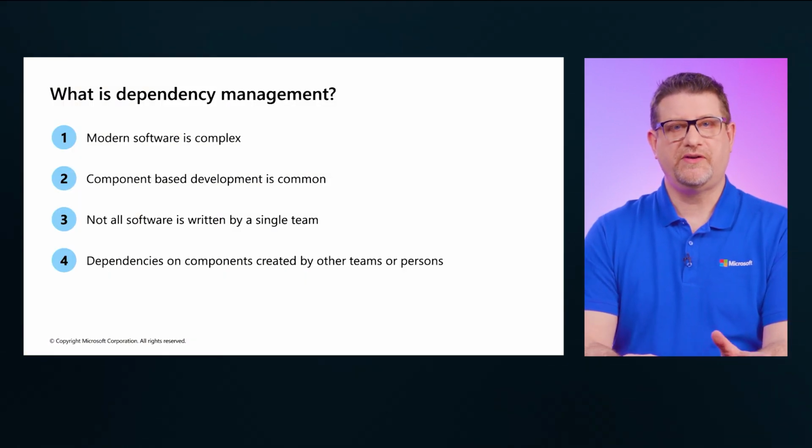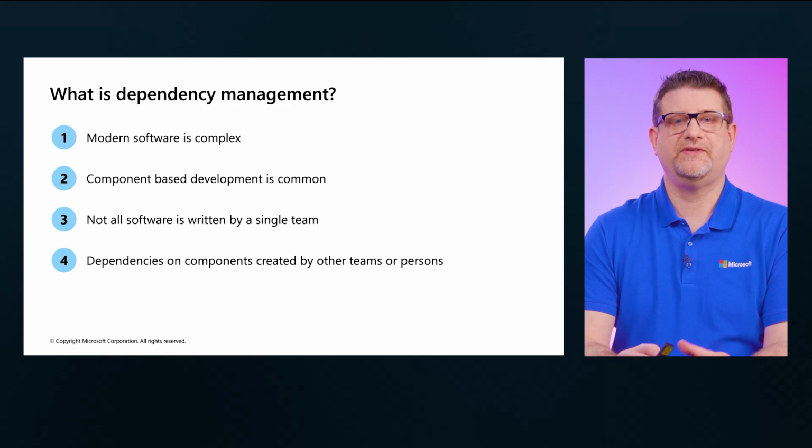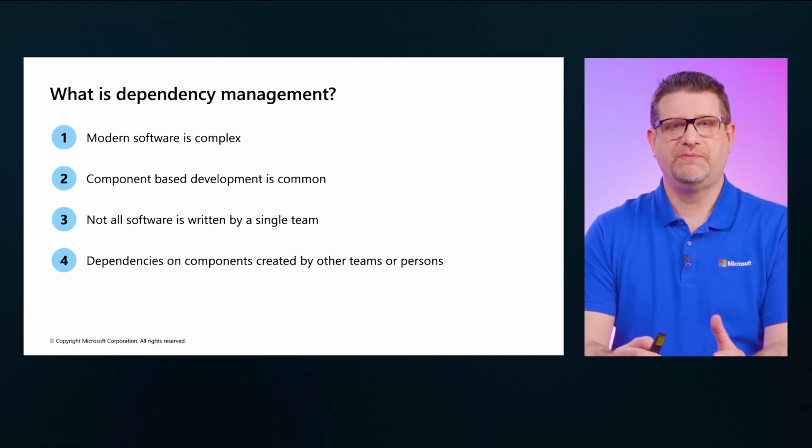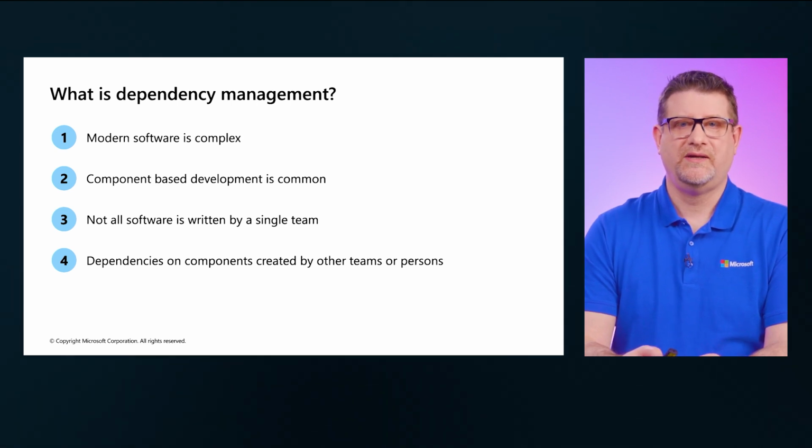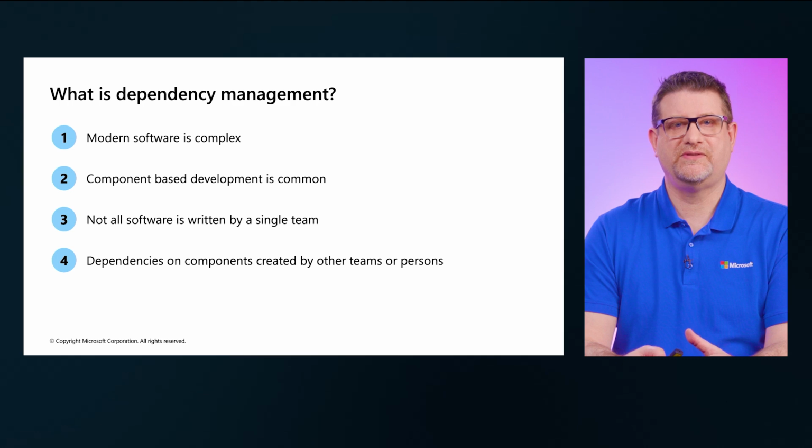Dependency management in modern software development ensures that the building blocks of an application fit together seamlessly. Modern software is rarely built by a single team from scratch. Instead, it's assembled from various components, often created by different teams or even external sources. This approach, known as component-based development, means software projects rely on packages and modules maintained by others.